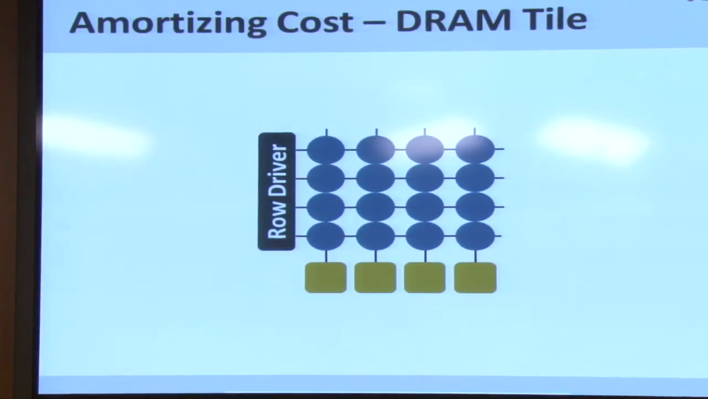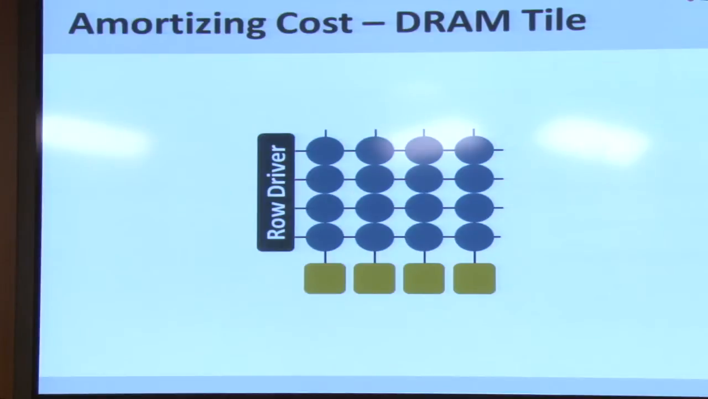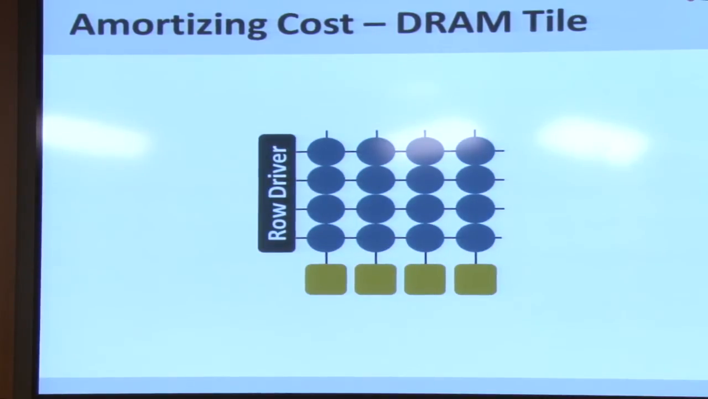So here I have shown a 4x4 picture, but in reality, it's something like a 512x512 or a 1024x1024. What you see is the green boxes at the bottom are the sense amplifiers themselves, and the blue circles are the DRAM cells. As you can see, each sense amplifier is shared by a large number of cells, and similarly, each row of cells shares the same line that controls the access transistor. That line is called the word line. So essentially, if you raise the word line for a particular row, you are in some sense accessing all the cells in that particular row.